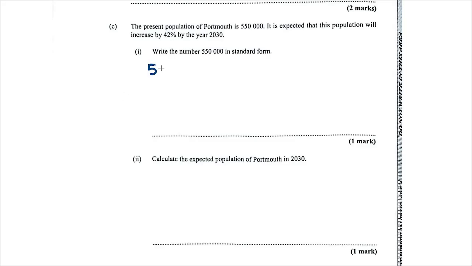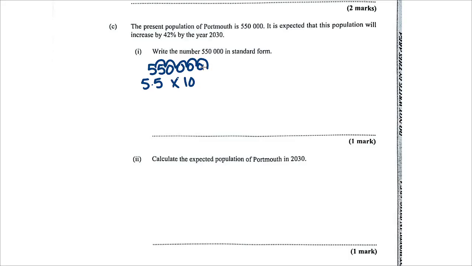Again, standard form means they want one digit in front of your decimal point. If you don't see your decimal point, in any number, it is at the end, unless stated otherwise. You're going to shift this 1, 2, 3, 4, 5. We have 5 digits. We move our decimal point 5 places. So this would be 5.5 multiplied by 10. Again, always multiply by 10.